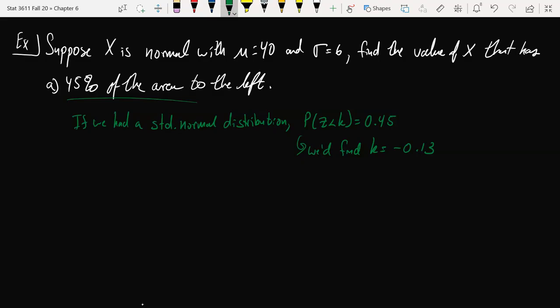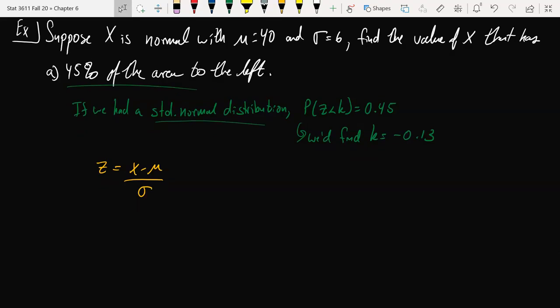So what can we do here? But this is for a standard normal distribution. We don't have a standard normal distribution. But we always have a relationship with a standard normal distribution. Remember that your bound in a standard normal distribution is equal to x minus mu over sigma. So in this case, we could convert to the x value by substituting this in for z. And we have a mean of 40 and a standard deviation of 6. So let's use that relationship. So when z is negative 0.13, negative 0.13 equals x minus 40 over 6.